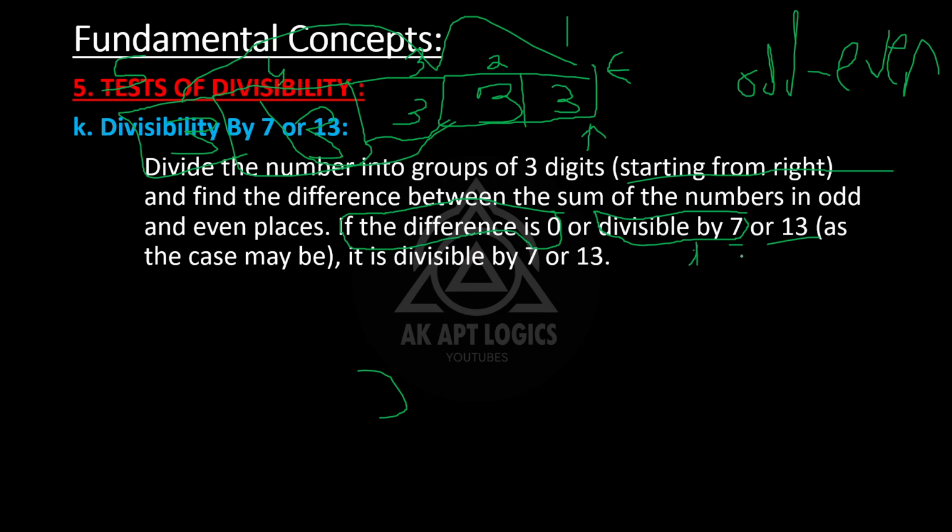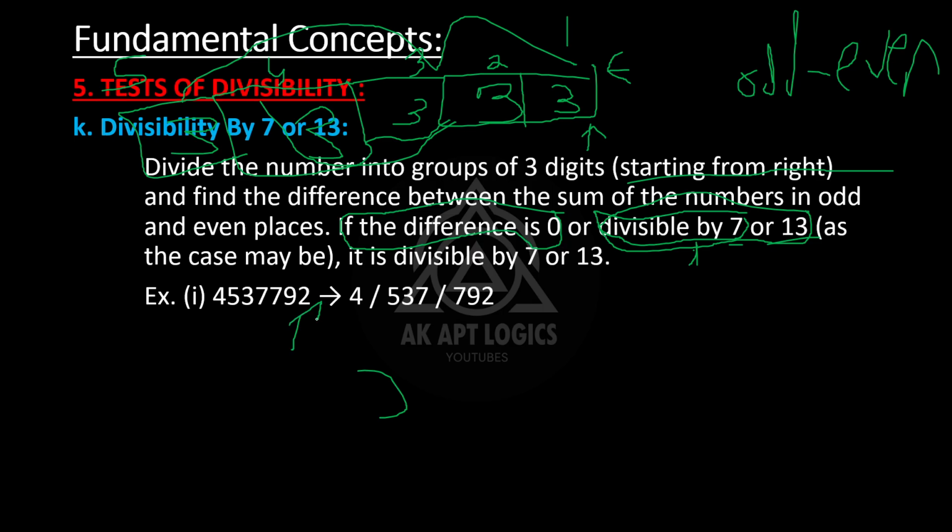If the resultant is divisible by 13, or the resultant is a multiple of 13, then the given number will be divisible by 13. Okay, so this is the point. Let's see an example. From the right, this is the ones place, right?